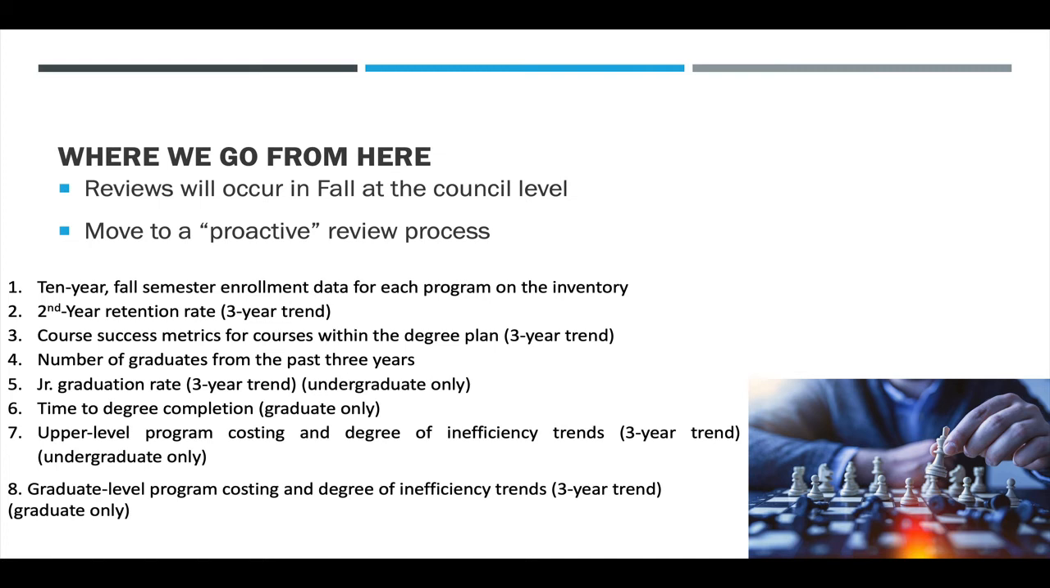What you see here are 8 items that I think every program should really be thinking about on a regular basis, that is annually, just like we think about student learning outcomes. I think we need to be thinking about these things as an important part of our program health. I think we need to be thinking about our 10-year fall semester enrollment data for every program on the inventory. And we need to be asking questions about that when we see the trend. Why are we trending up? Why are we staying flat? Why are we trending down? Are these internal forces, external forces? Is the demographics just shifting for the demand of this program? Can we revitalize to help change that?